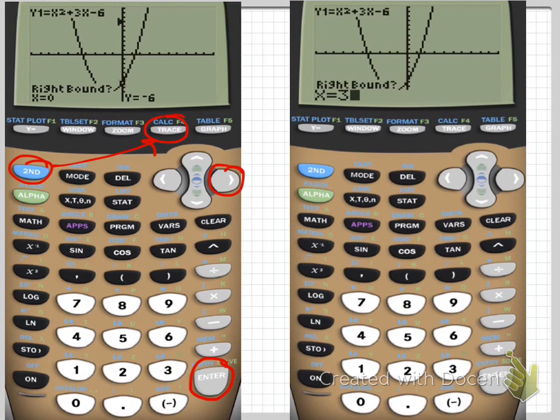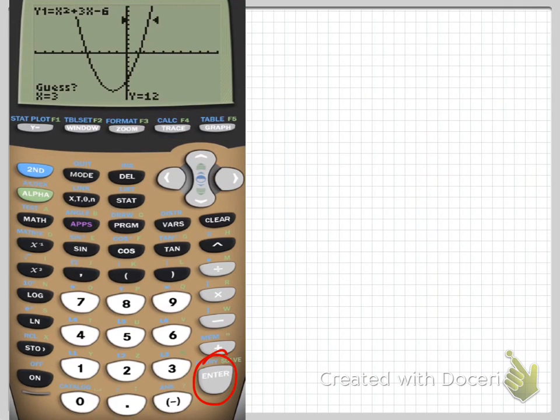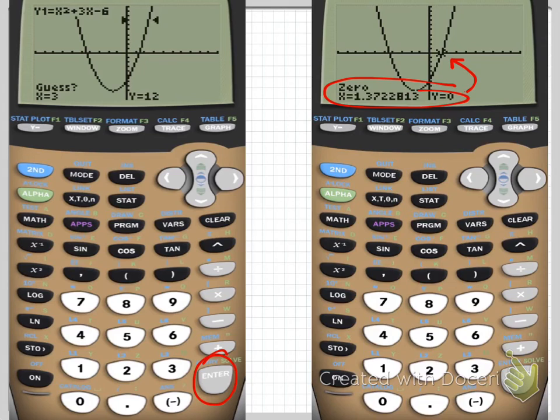A little shortcut, a little trick, is instead of having to press right, if you want to jump around quickly, I know that 3 is to the right of the 0 because look, 3 is way over there. So I'm going to type in the number 3 instead, and I'm going to press enter, and I get y equals 12, so these two bounds are on either side of my 0. Now we get to the guess question, and I can just press enter, and voila, there's our solution. 1.37 is the other 0.